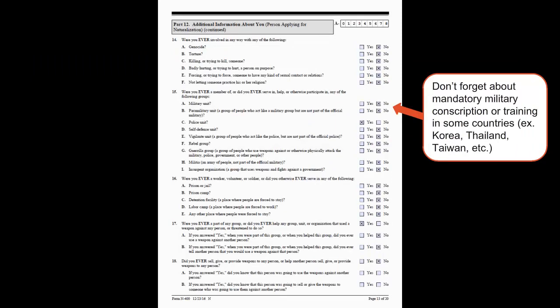Page 13 asks a series of additional yes/no questions. Some other ones that may apply to the applicant is question 15A, which asks about military service, both foreign and domestic. Don't forget about mandatory military conscription or training in some countries. For example, Thailand, Taiwan, and Korea do require it for certain adult males between different ages.